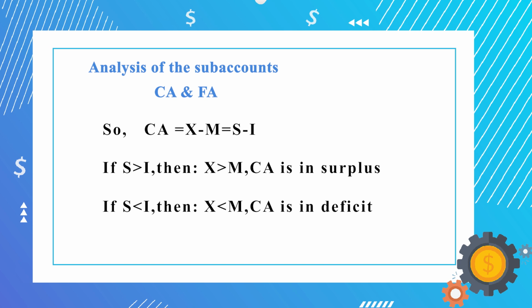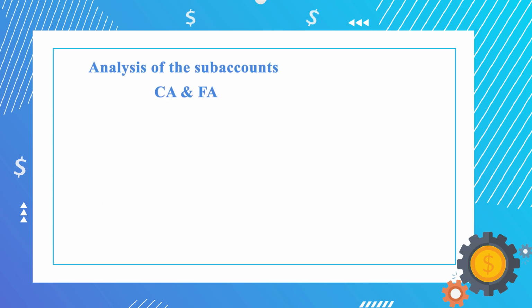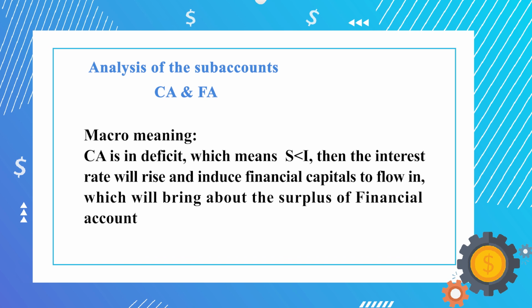This is the conclusion, but how to explain the macro meaning? We will take the situation that current account is in deficit to give an explanation. Current account is in deficit, which means saving less than investment. According to the classical school of economics, the equilibrium rate of interest will be decided when the level of saving equals the level of investment.